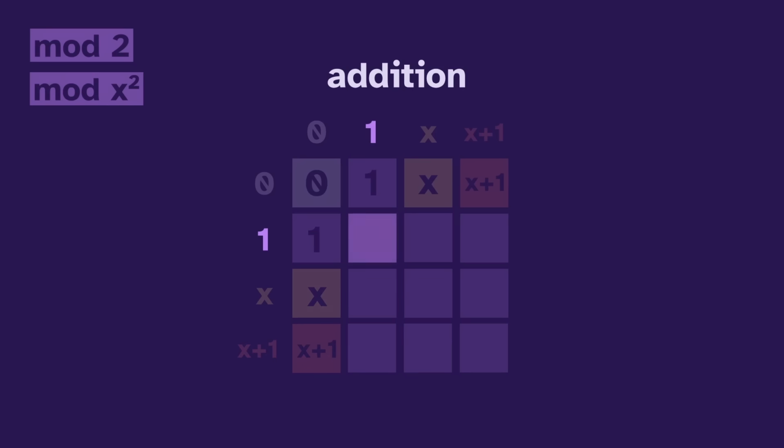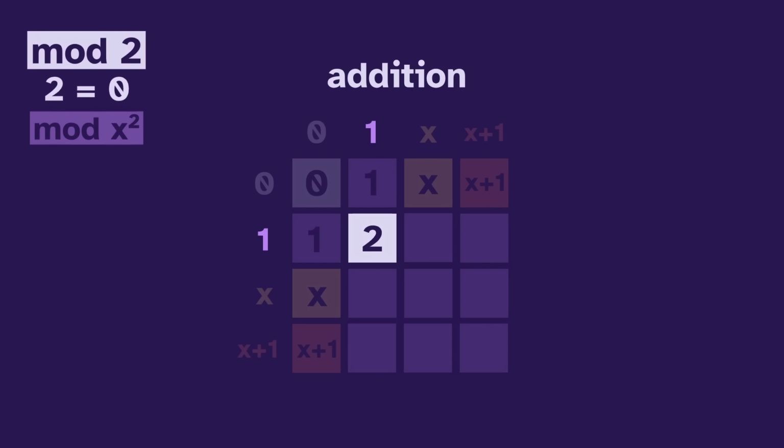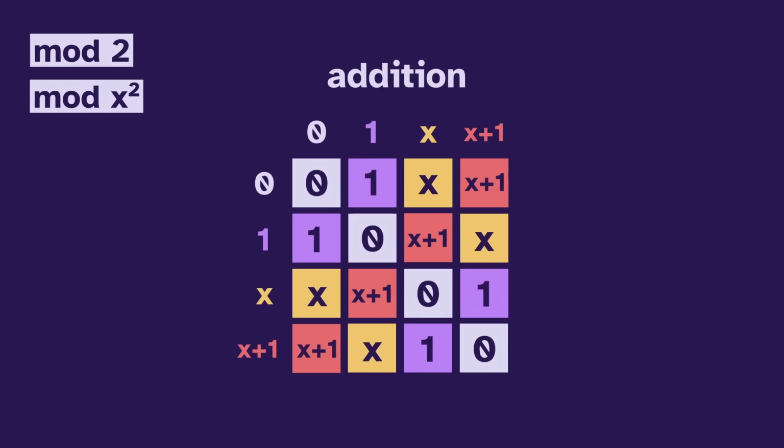Now, 1 plus 1 is 2, but since we're in mod 2, 2 equals 0, so we put a 0 here. Then x plus x is 2x, and therefore also 0. And the same thing for x plus 1 plus x plus 1. Here is the rest of the table. It has quite a nice pattern.